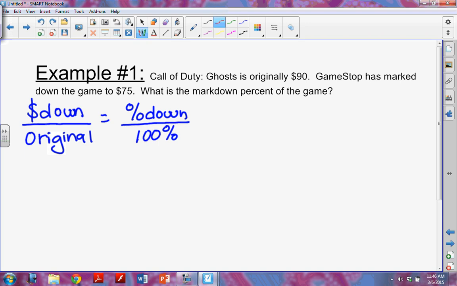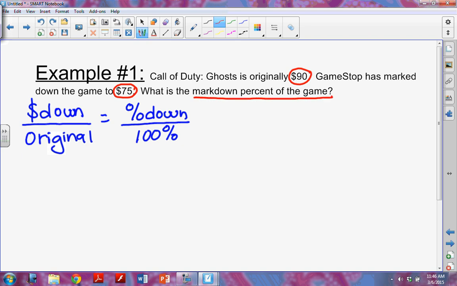Call of Duty Ghost is originally $90. So there is some money that I need to circle. It's a number. GameStop has marked down the game to $75. So there's another money that I'm going to circle. What is the markdown percent of the game? So that's what it's asking me.